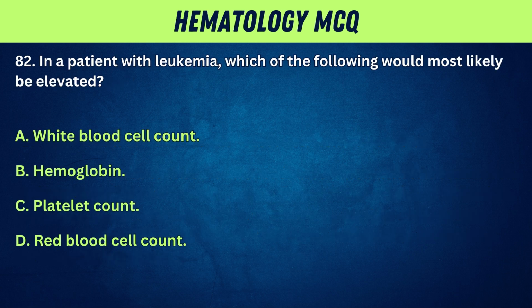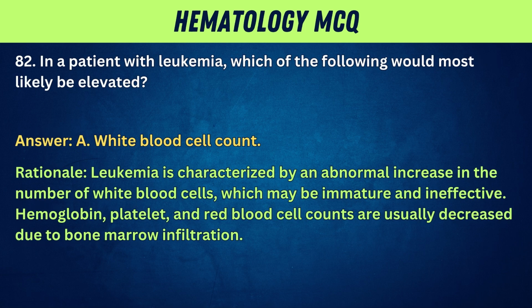82. In a patient with leukemia, which of the following would most likely be elevated? A. White blood cell count. B. Hemoglobin. C. Platelet count. D. Red blood cell count. Answer: A. White blood cell count.